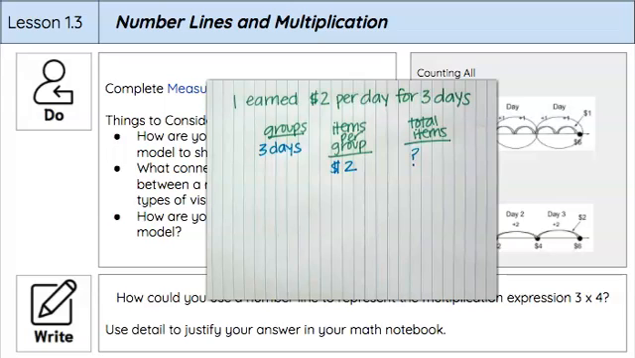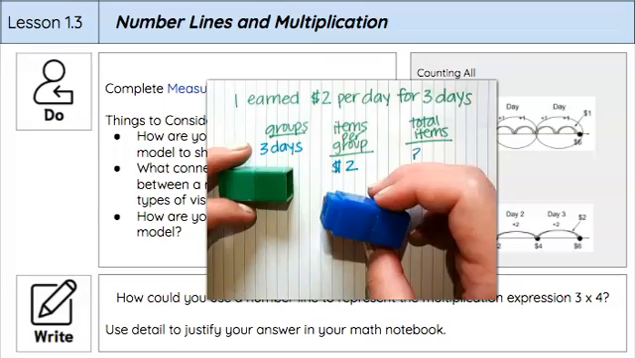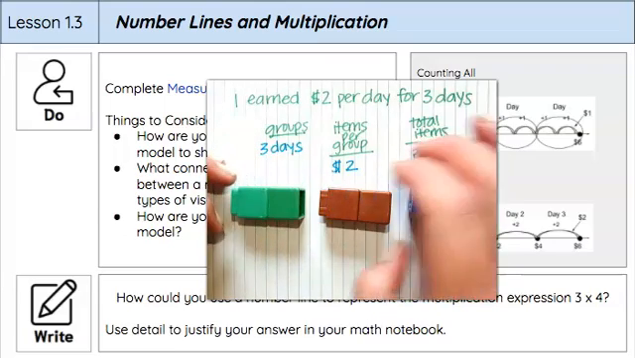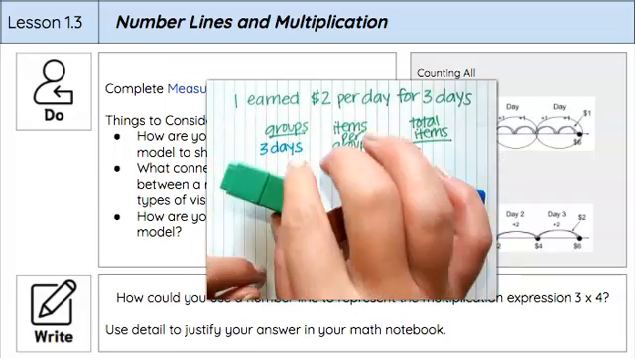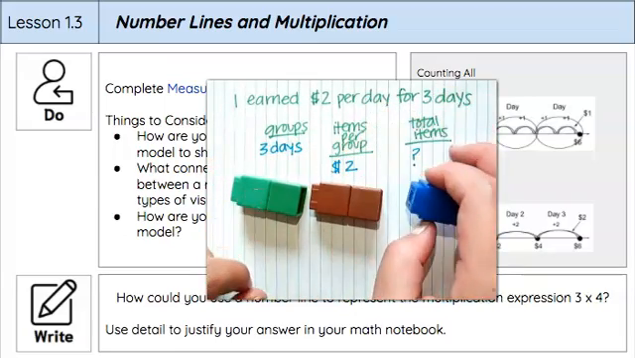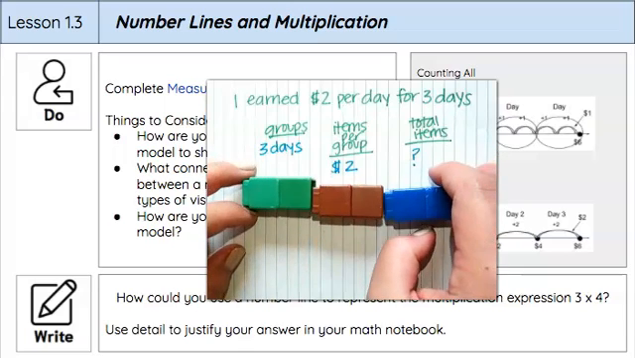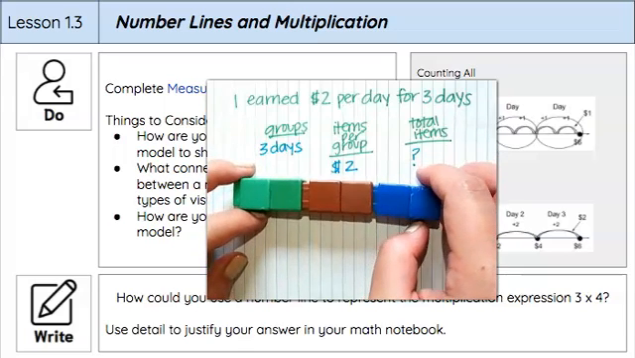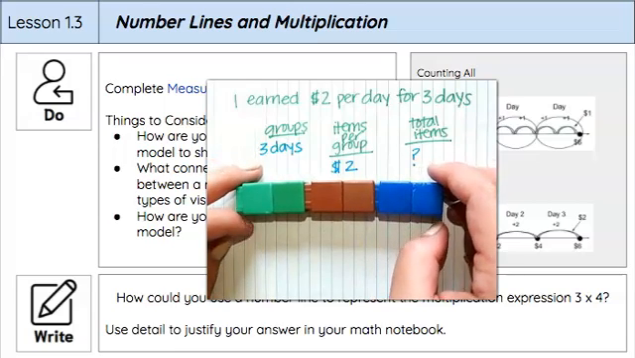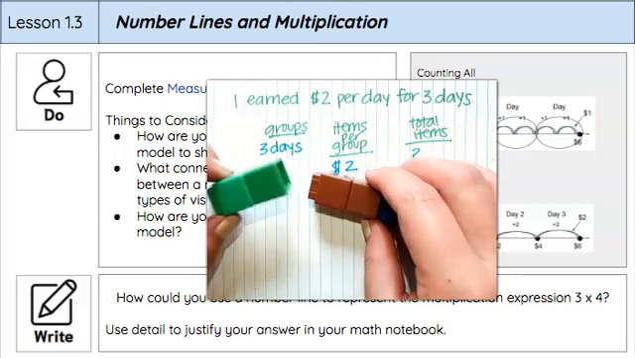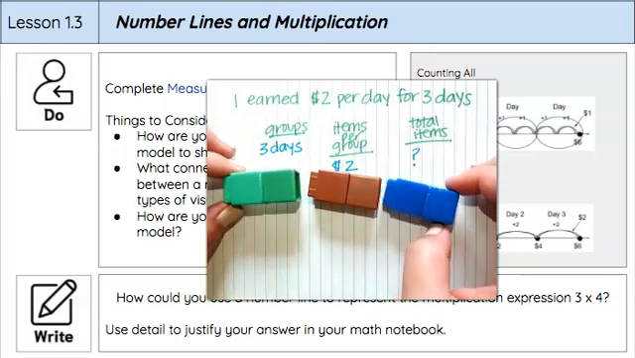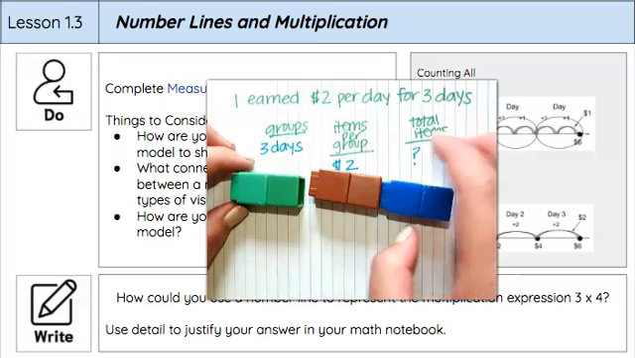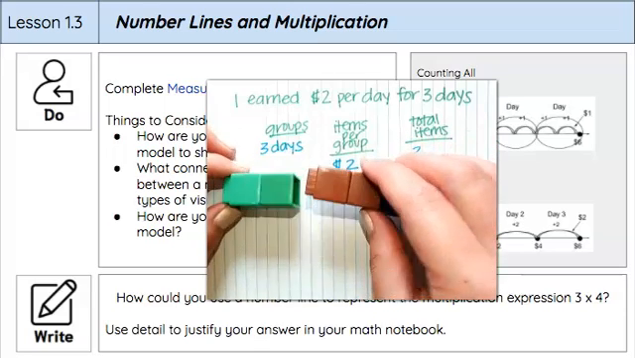You can solve this using many different ways. The first one is just to use manipulatives. I'm going to use linking cubes. So I have $2 per day. Here's one day, here's another day, and here's my final day. So I could use this to solve how many total dollars I have. If you find that linking cubes are really helpful for you, but you don't have them at home, I've linked some virtual linking cubes that you can use on a website.